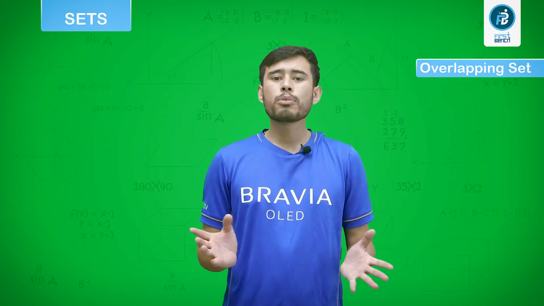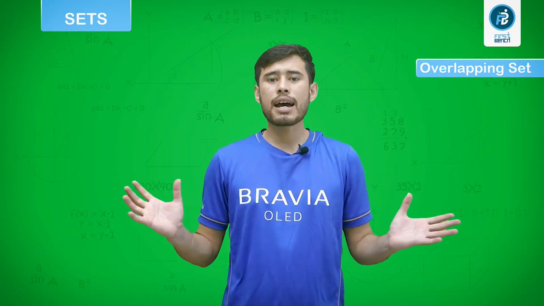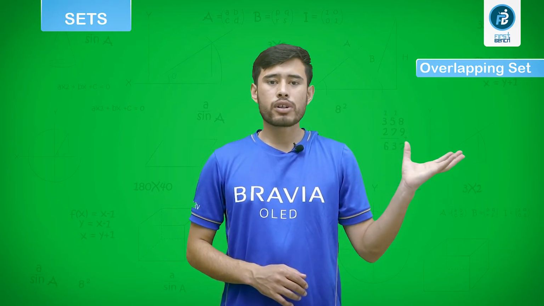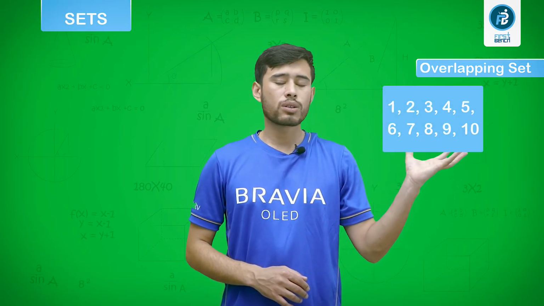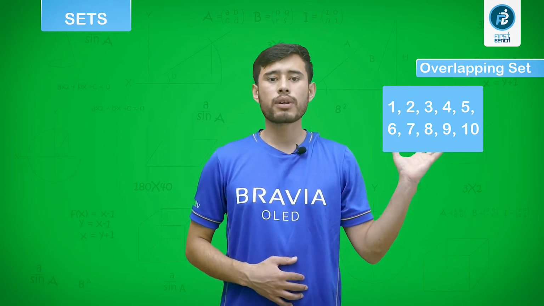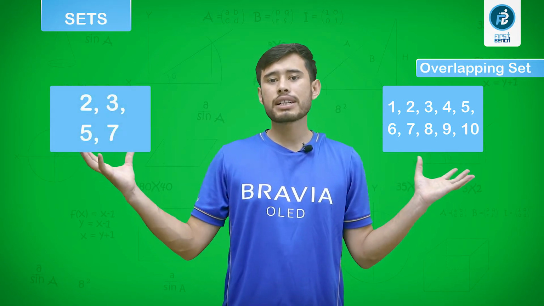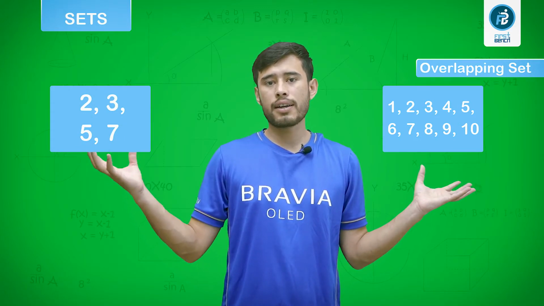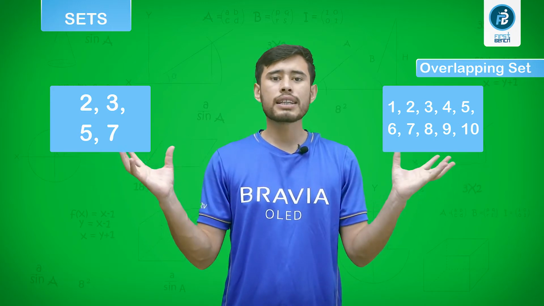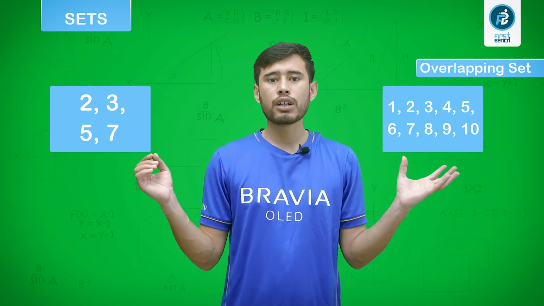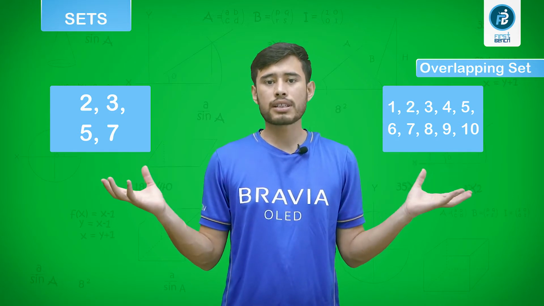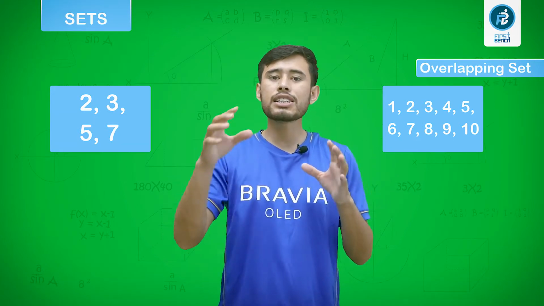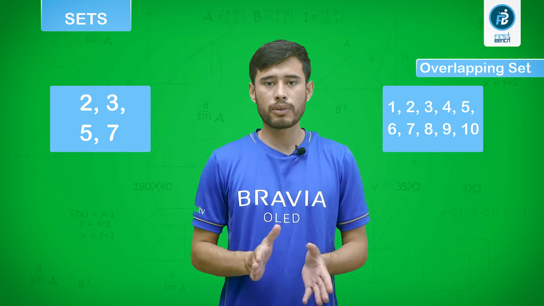Overlapping sets. Two or more than two sets are said to be overlapping if they have at least one common element. For example, I have the set of natural numbers here in set A, that is 1, 2 up to 10. Okay, the set of natural numbers from 1 to 10. And here I have the set of prime numbers up to 10, that is 2, 3, 5, 7. Now in these two sets there are some common elements: 2 is common, 3 is common, 5 is common and 7 is common in both of these sets. So in this case the two sets intersect each other, so this condition is said to be overlapping sets.